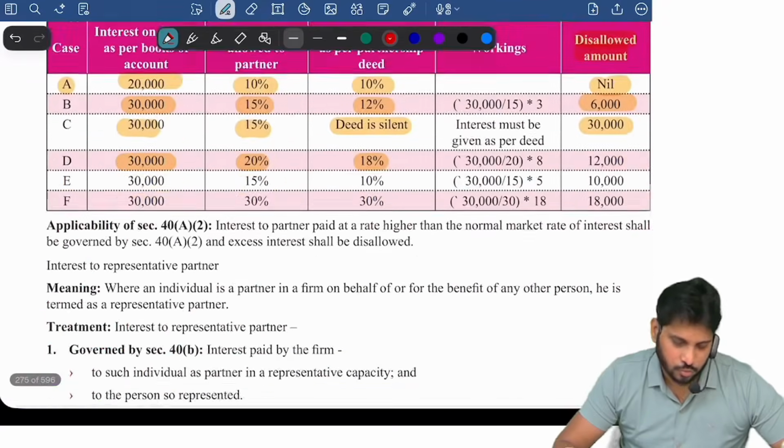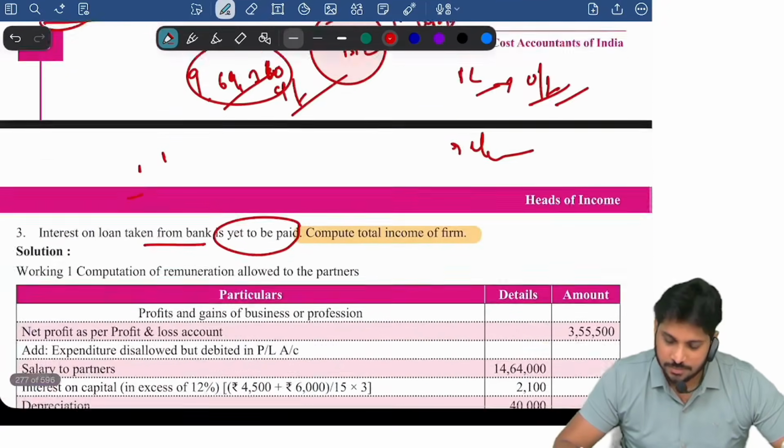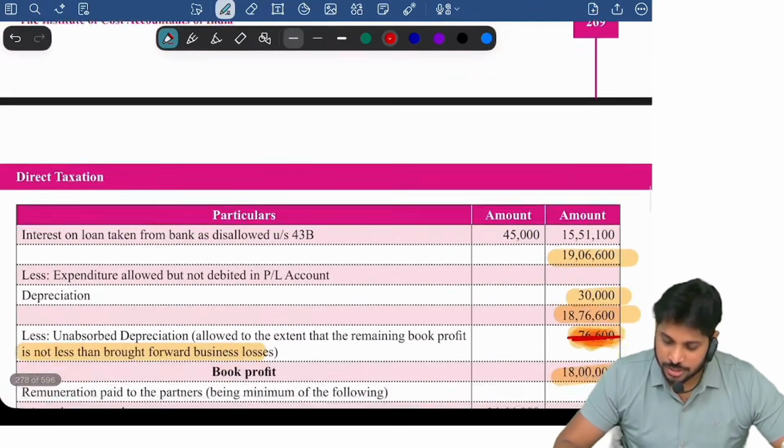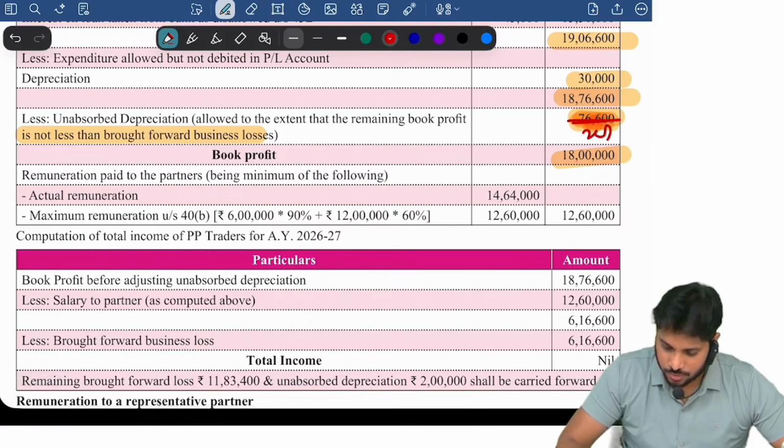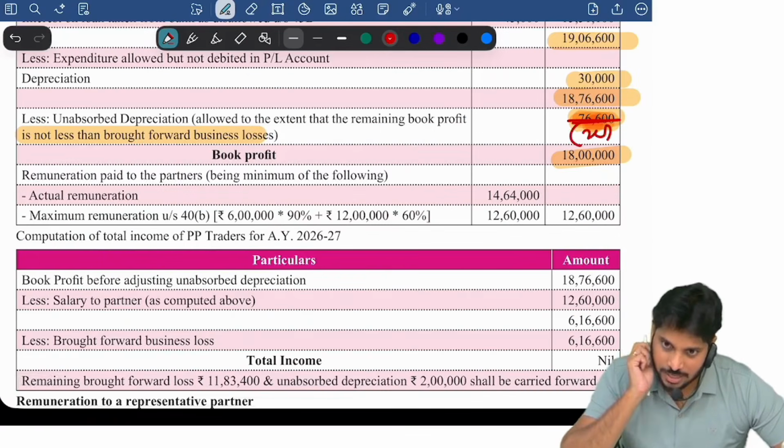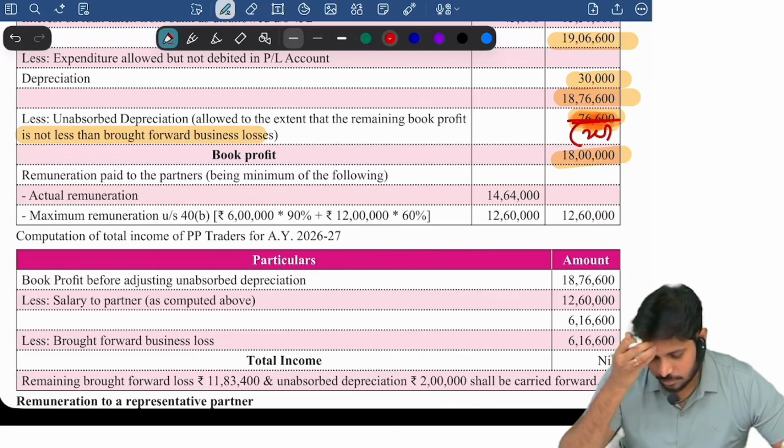I think what they did is not right. Here you should reduce 2 lakhs only, not 76. 2 lakhs only you should reduce. Understood? Which is wrong actually.